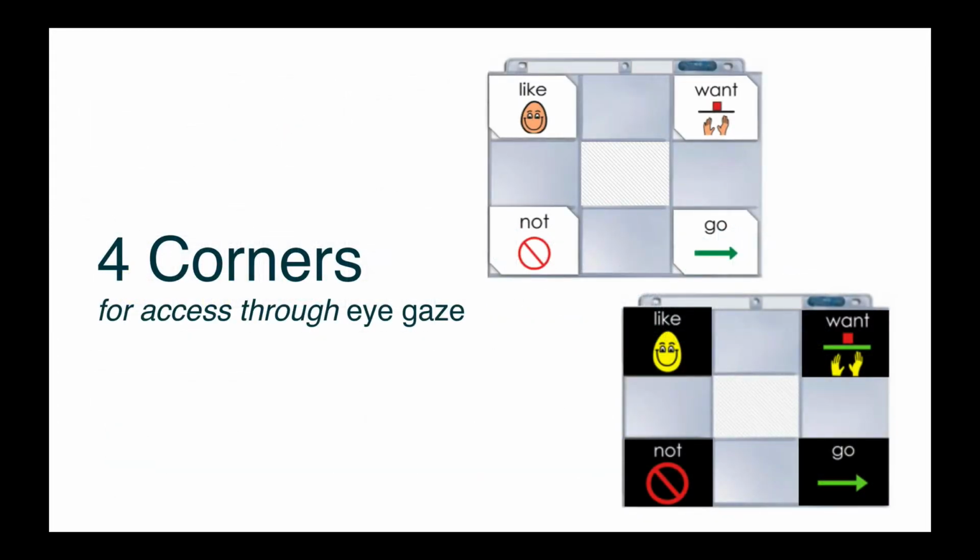The 4 corners format shows 4 symbols across 9 transparent sheets. This format is best suited to students who you believe can learn to look reliably at each symbol in order to indicate a choice. A high contrast version is available.